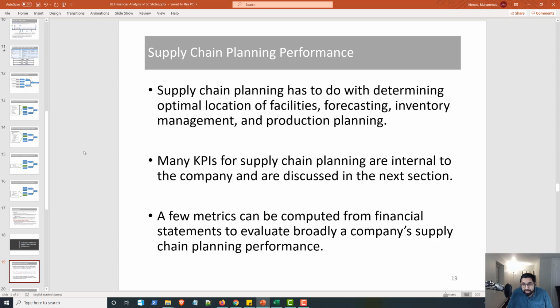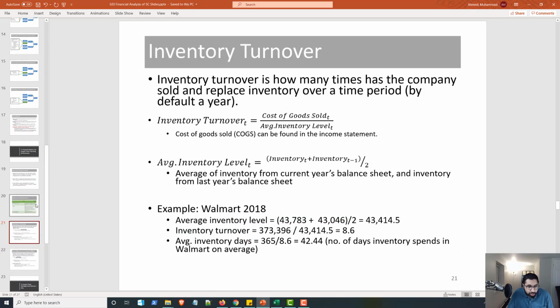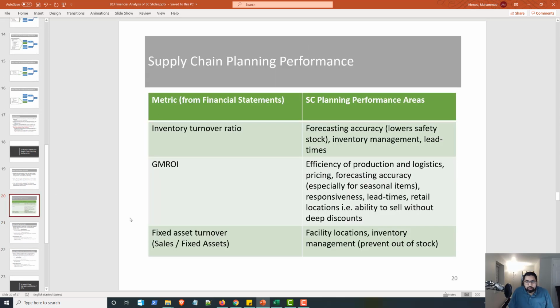Okay, so let's look at some metrics or key performance indicators that we can actually compute from financial statements, which are publicly, freely available for public companies like Walmart and Target, and see how good their planning is. Okay, so let's look at these metrics. We look at three metrics.